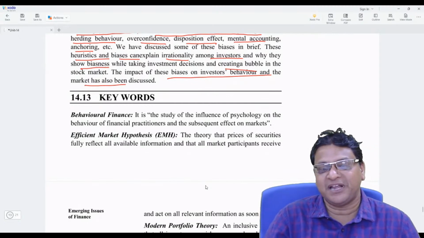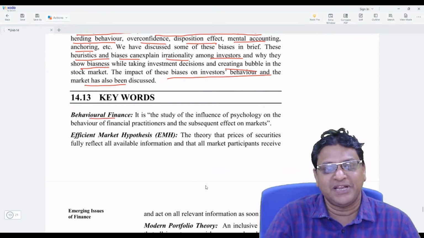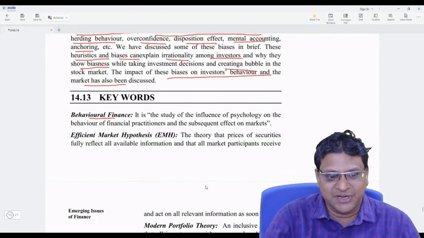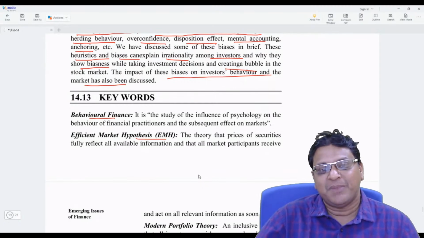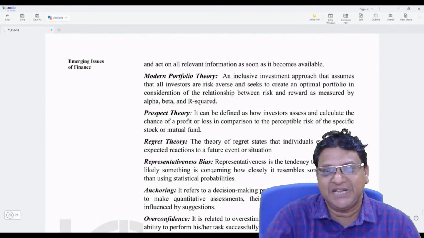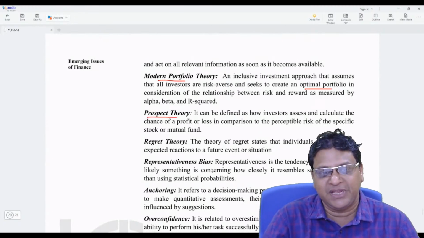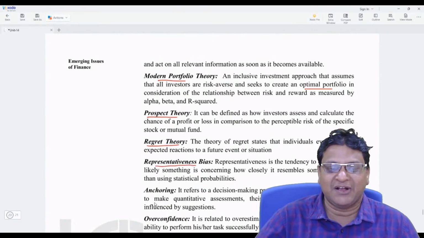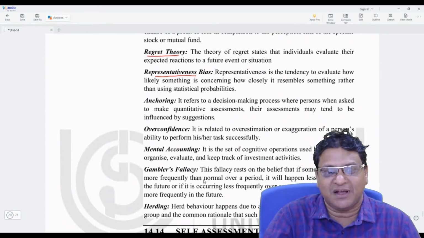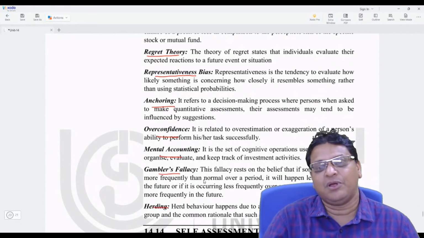So the impact of these biases on investors' behavior and market is a discipline of behavioral finance. So in behavioral finance, we have studied different keywords. We have studied behavioral finance. It's a combination of psychology and finance. We have studied EMH. It tells that markets reflect all available information. Then we have studied MPT. MPT means modern portfolio theory. It is helpful to find out the optimum portfolio. We have studied prospect theory. We have studied regret theory. We have studied representative bias. We have studied anchoring, overconfidence, mental accounting, gambler's fallacy, herding, etc. We have discussed.